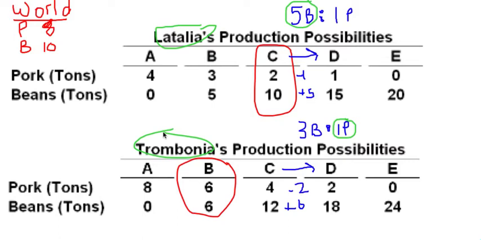So now that they specialize, if L'Italia only makes beans, then they're going to produce here at E as many beans as possible, and they're going to make 20 beans. And then Trombonia, only making pork, is going to produce here at A, because this gives them the most pork at 8. So now after specialization, then they trade with each other, and we can look at the world amount of pork, and we just look at Trombonia's because they're the only ones making pork. We still have 8 pork being made, and then we look at L'Italia's because they're the only ones making beans, and they're making 20.